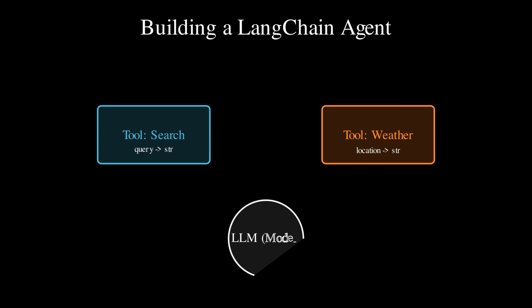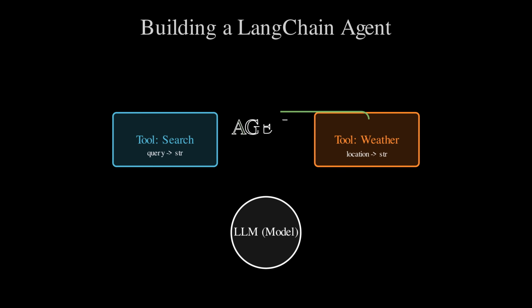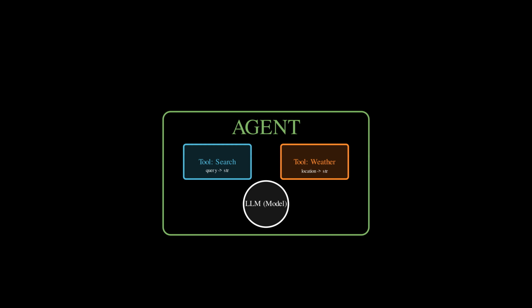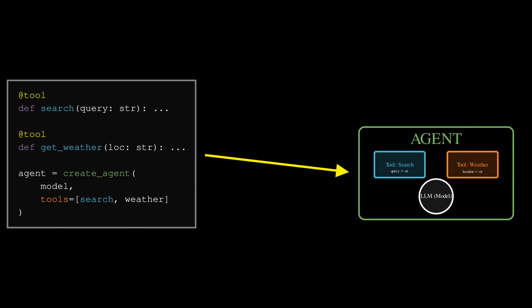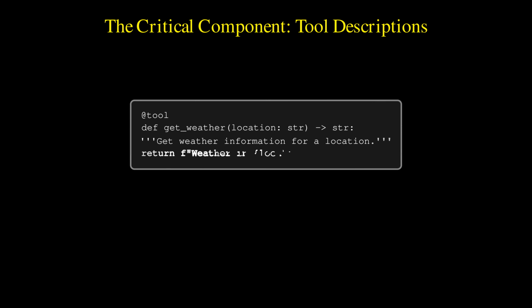In the LangChain ecosystem, tools are basically Python functions or core routines. You use the @tool decorator to define them. But here's the part that trips people up. The code inside the function matters, obviously, but the docstring, the text description, is actually more important. Wait, why is the description more important than the code?